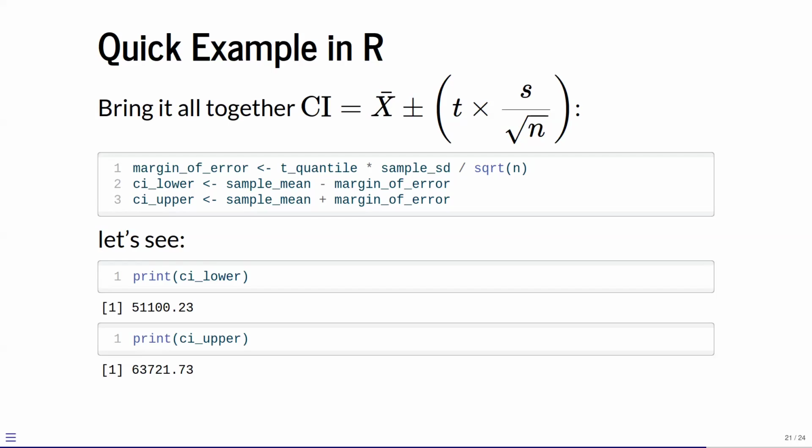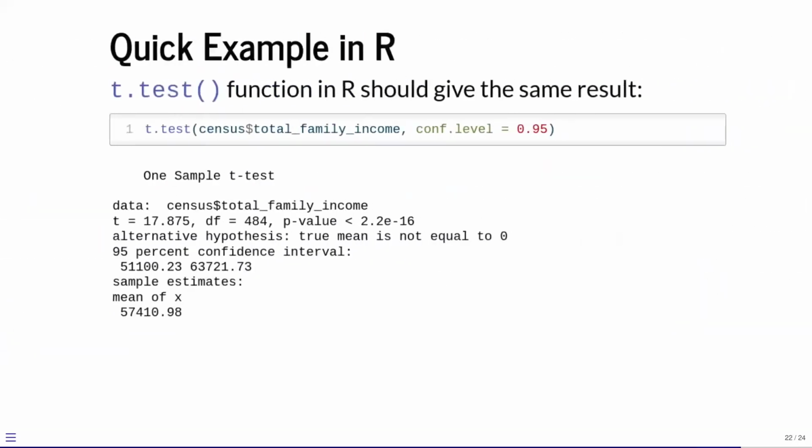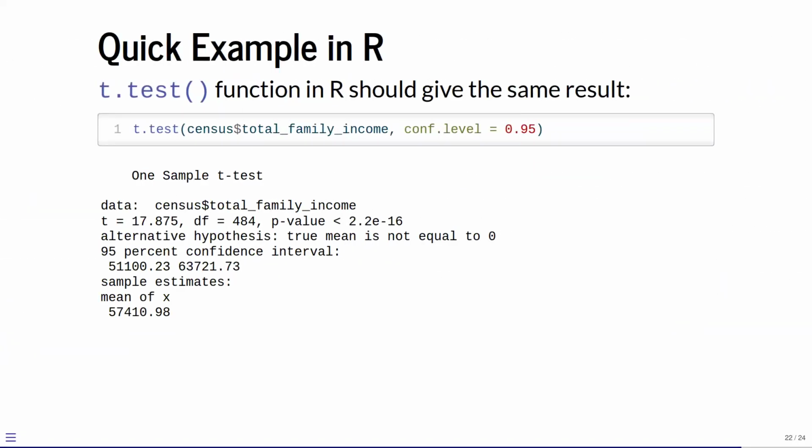It is important to remember that there is always a confidence level associated with a confidence interval. In this case, it's 95%. If it were a 90% confidence interval, then the t quantile would be different and the interval would be narrower. If it were a 99% confidence interval, the t quantile would be different and the interval would be wider. The t.test function in R should give the same result as our manual calculation, and we can check that it really does.